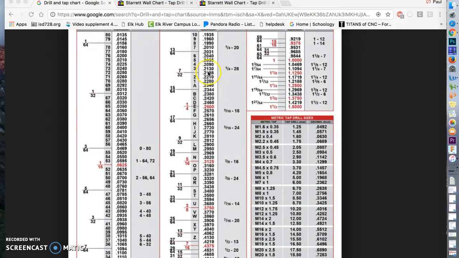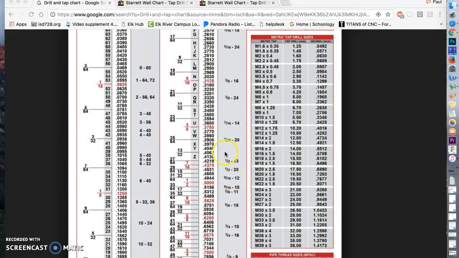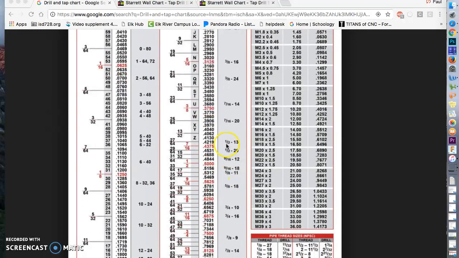1/4-28, I'm going to use a 0.213 diameter drill bit, and so on. We can go down to real common size 1/2-13. Use a 0.4219 drill bit, which is 27/64.